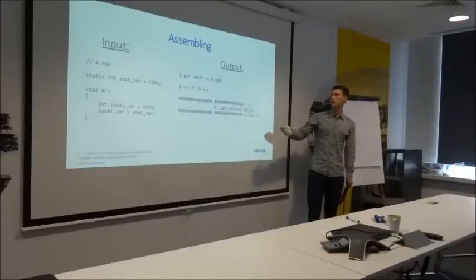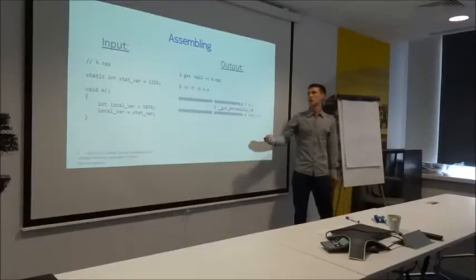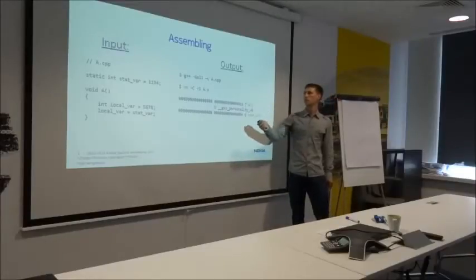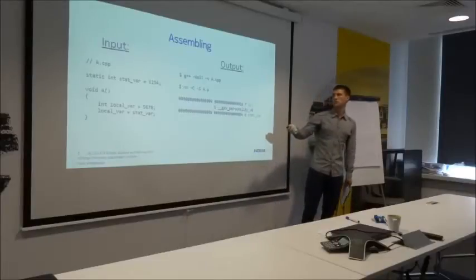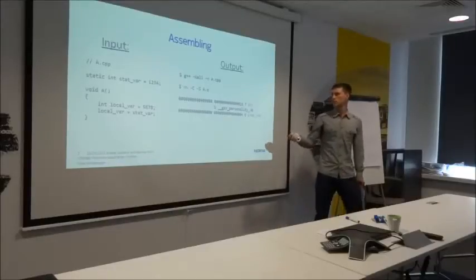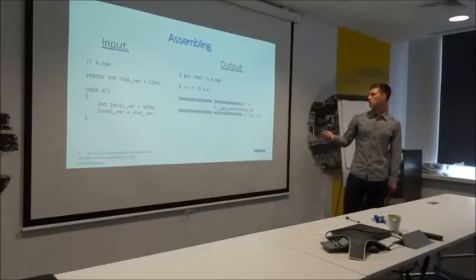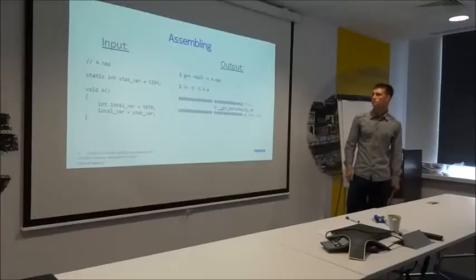To stop the compilation process at the assembling stage, you need to put the -c option to G++, and you will receive an object file for your CPP file. Here you can see that we can also see the name of the function A and the name of the static variable. Okay, so far so good.